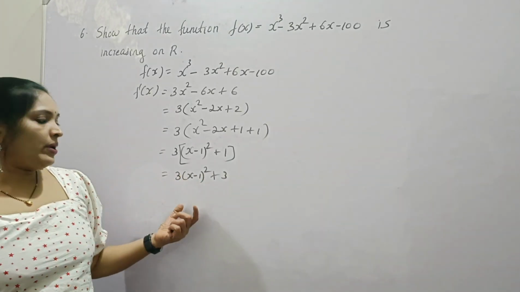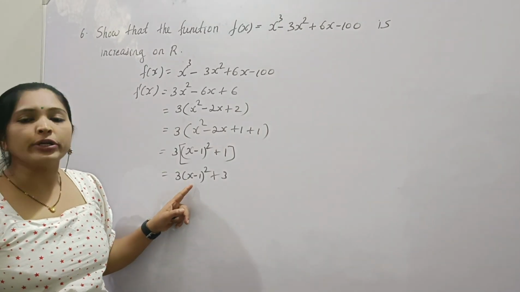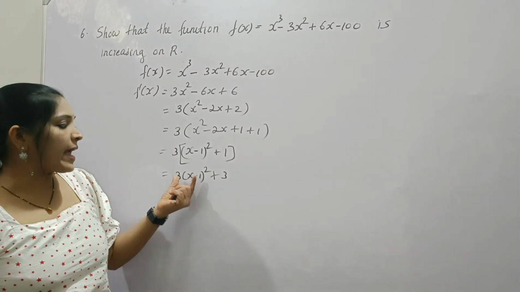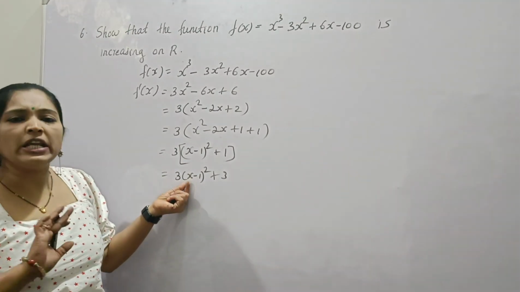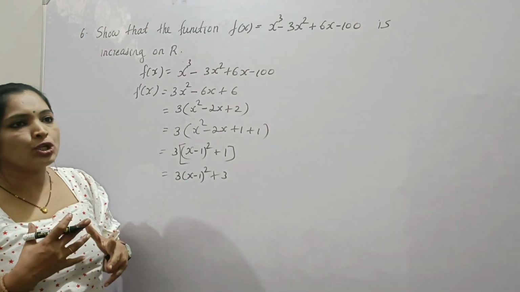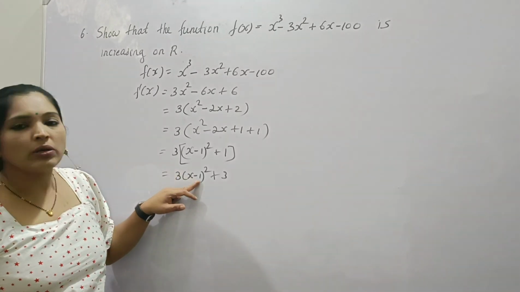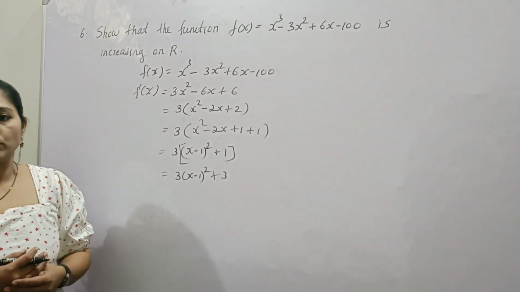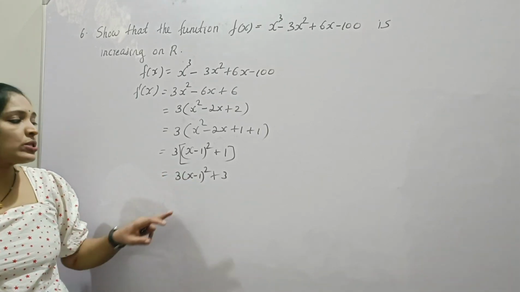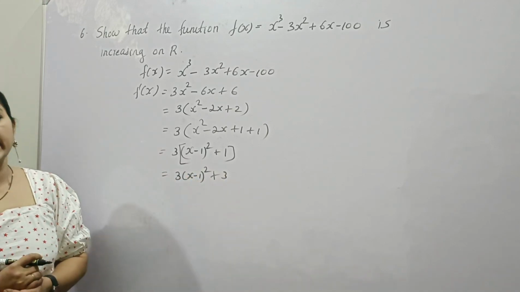See here, if any real values are substituted for this x, we know that this will be positive, right? Why? Because it is x minus 1 whole square. For example, if we substitute a negative value, say x is equal to minus 5, minus 5 minus 1 is minus 6. Minus 6 square will be positive, that is 36. So for any real value substituted for x, we will get f dash of x always greater than 0.